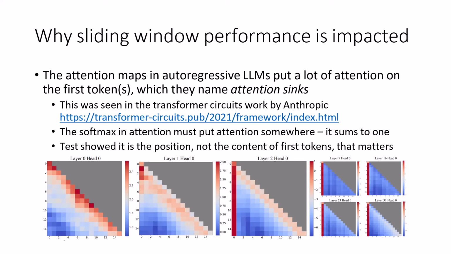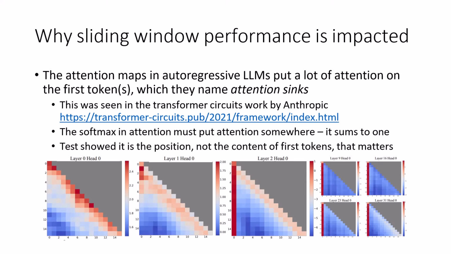Going on to slide five: why the sliding window's performance is impacted. You see the diagram at the bottom, some attention patterns. We're looking at tokens from left to right, and at the layers of the model, in this case from top to bottom. It's confusing. Some papers put layer zero at the bottom of the diagram, other papers, like this one, put layer zero at the top. So you always have to look at each one to make sure what you're looking at.